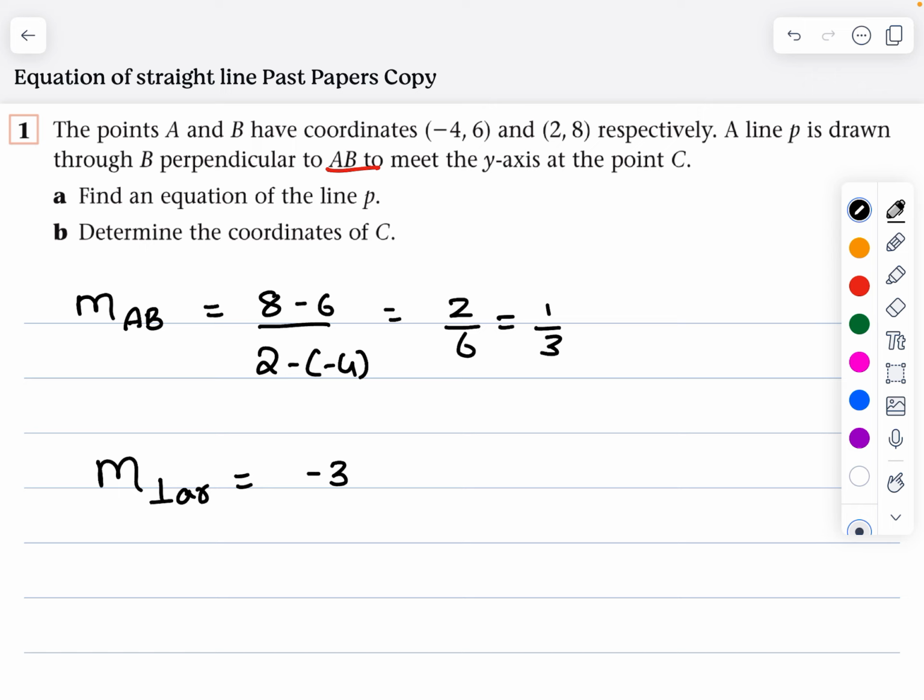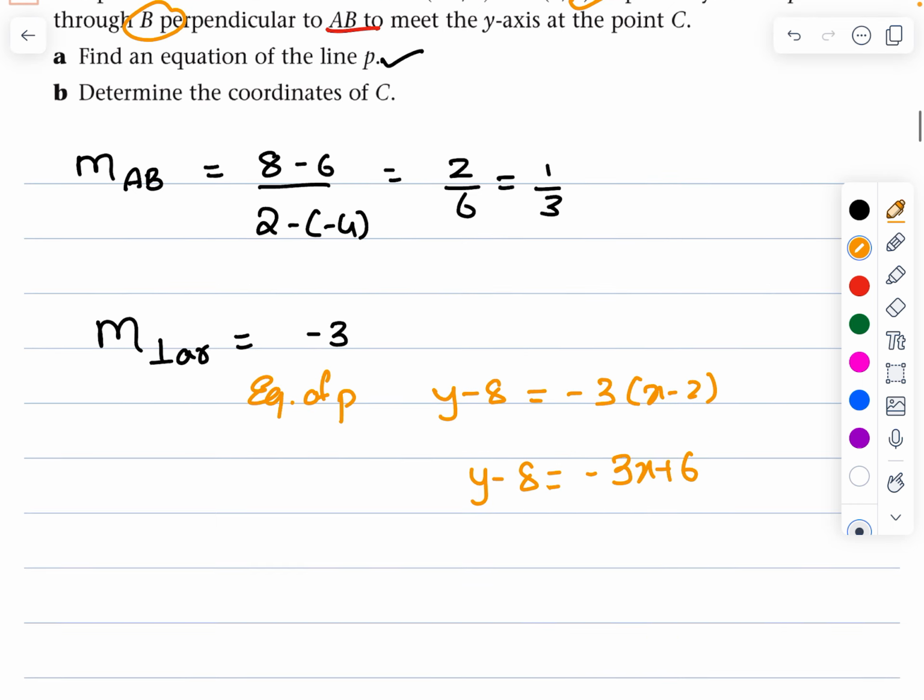Now what is he asking? Find the equation of P. P is passing through what? Passing through B. So B is going to be x1, y1. So equation of P: y minus y1 equals m times x minus x1. So y minus 8 equals -3 times x plus 6. So what do I get? y equals -3x plus 6 plus 8. So what does that become? y equals -3x plus 14. That's going to be the answer.